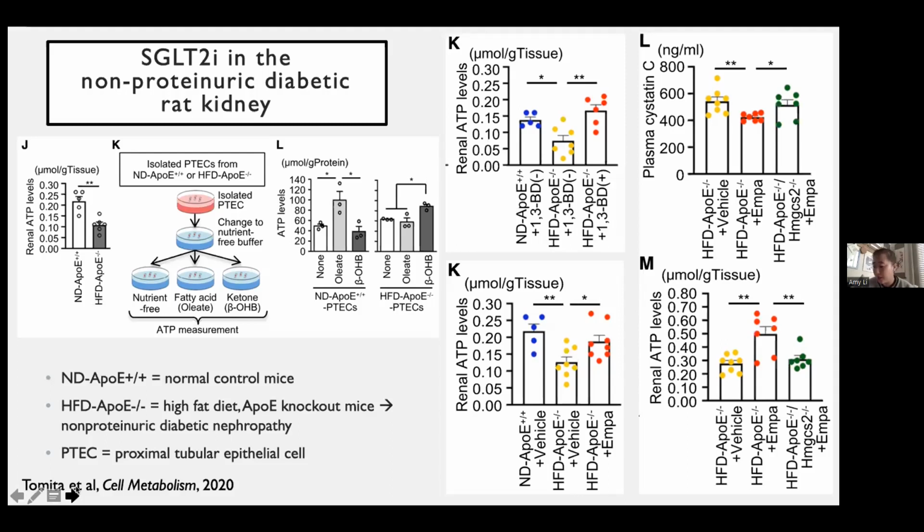And what they showed, looking at the far left, is that there was less ATP available in the diabetic rat. So that's that gray bar. Then they said, okay, what if we just gave them fatty acids or just ketones available for energy production? So that leads to L on that left side. What they showed was that normal kidneys will produce more ATP in the presence of the fatty acid oleate, but the diabetic kidney will produce more ATP in the presence of ketones. So far, no one's been treated with SGLT2 inhibitors.